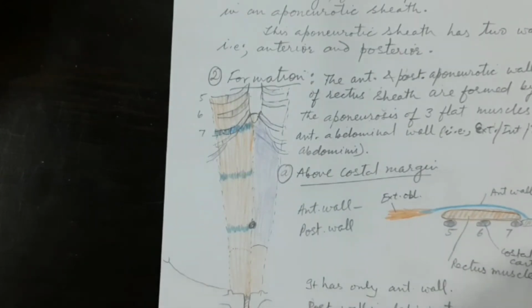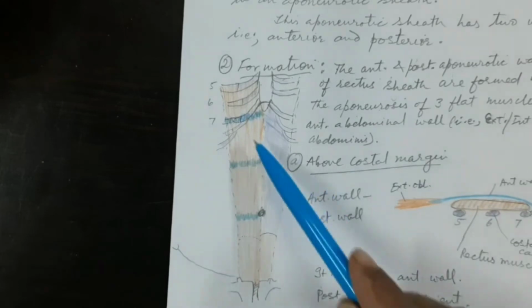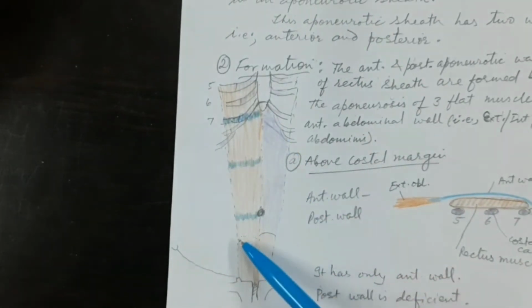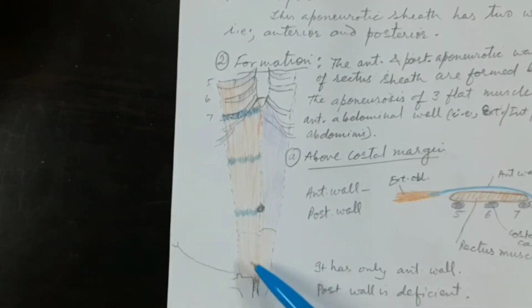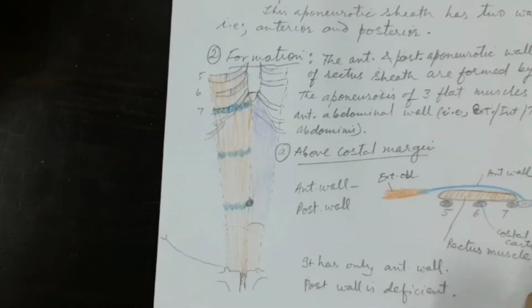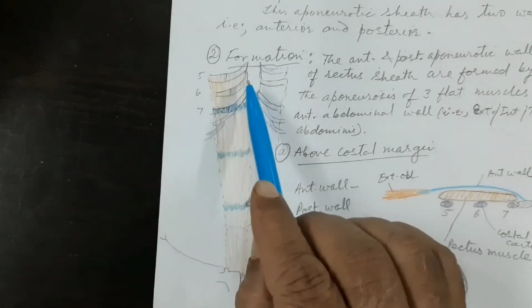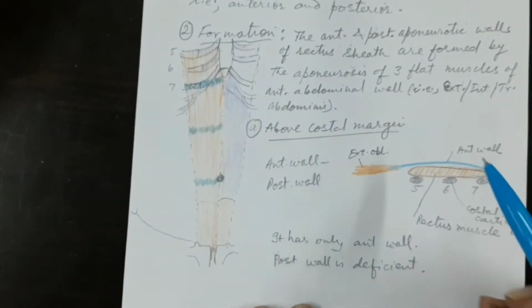We are going to learn the formation of the rectus sheath above the costal margin, then between the costal margin and arcuate line, and then between the arcuate line and its lower end, or below the arcuate line, how it is formed. Let us come to how the rectus sheath is formed above the costal margin.